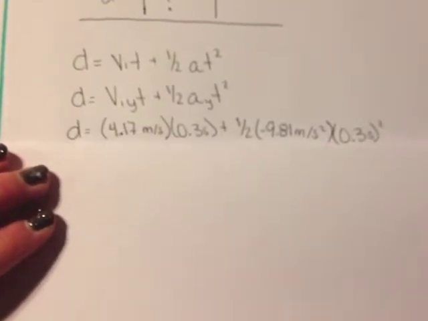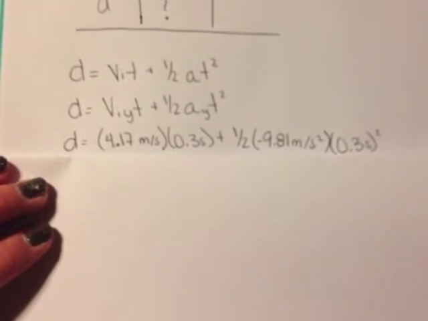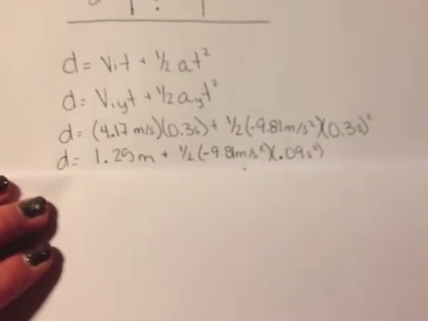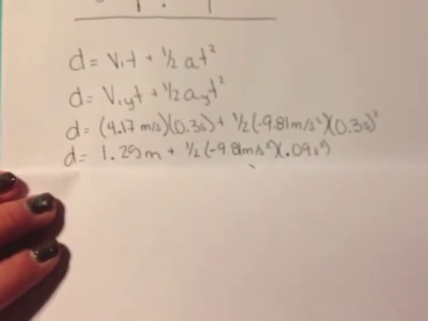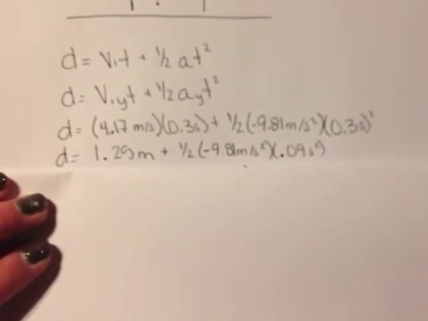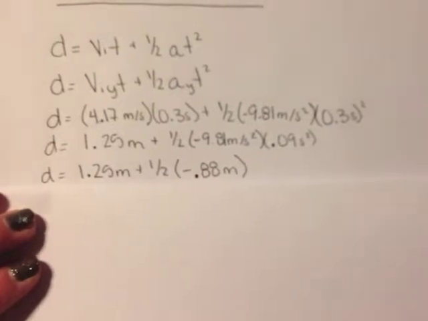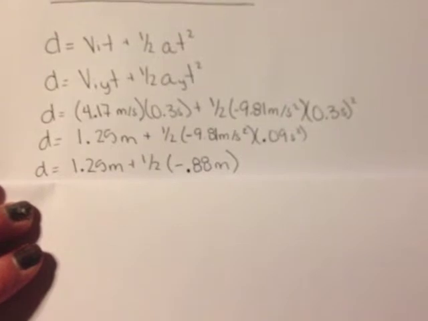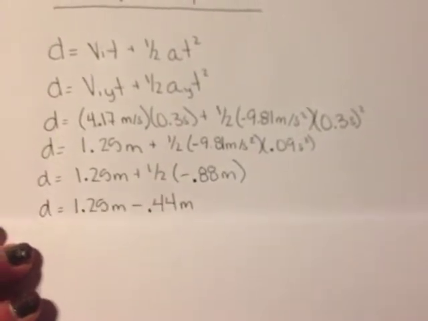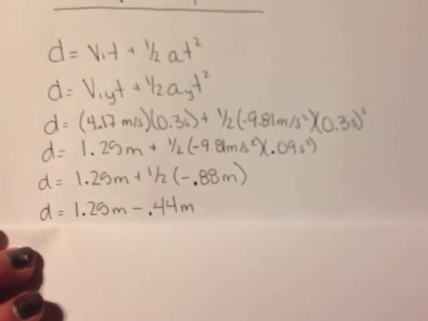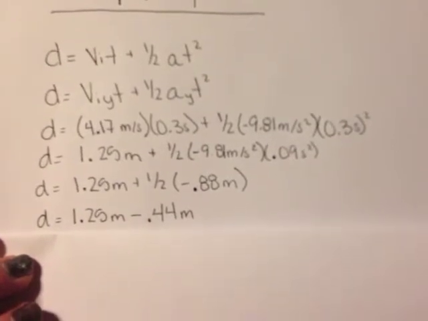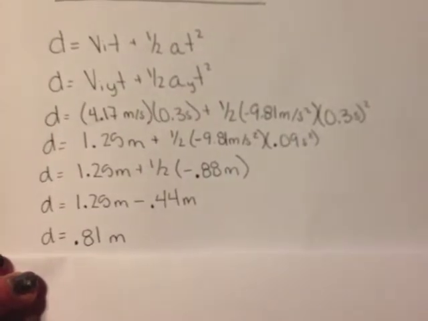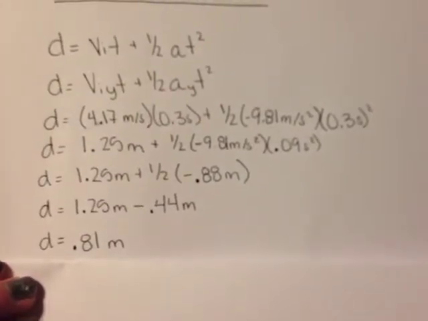To start off our math, we will multiply 4.17 meters per second times 0.3 seconds, and we will square 0.3 seconds. Then, we will multiply negative 9.81 meters per second squared times 0.09 seconds squared. Then we will multiply negative 0.88 meters times 1/2. Next, we will subtract from 1.25 meters 0.44 meters. In the end, we end up with the distance in the y direction being 0.81 meters.